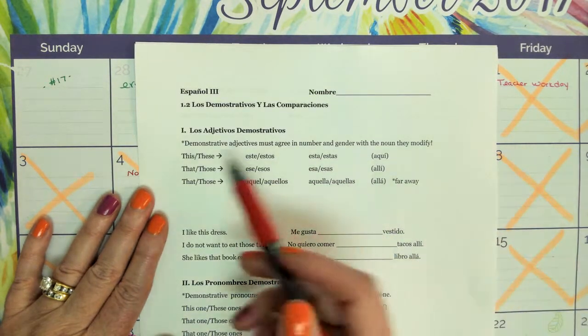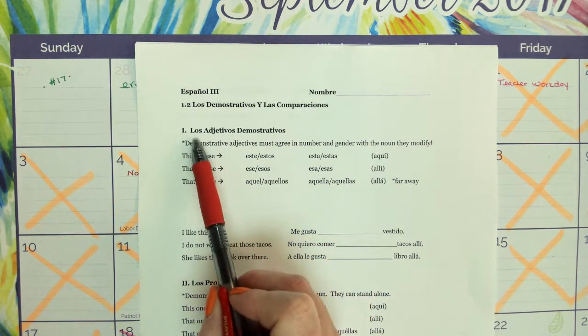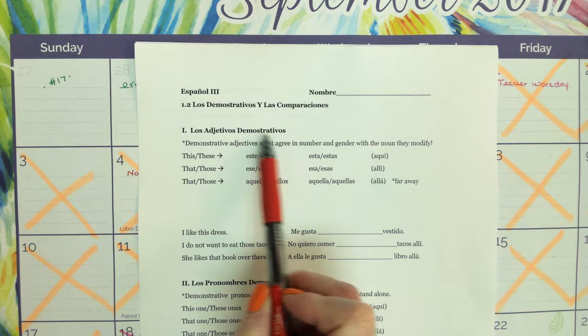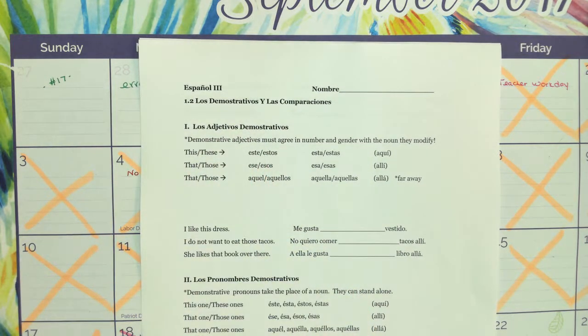Hola clase, hoy vamos a hablar de unas cosas. Número uno, los adjetivos demostrativos. We're going to be talking about our demonstratives, first as adjectives.